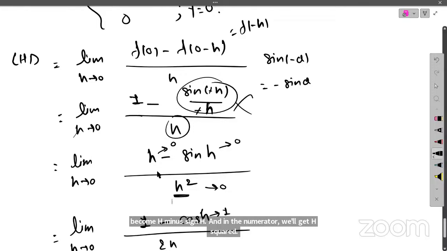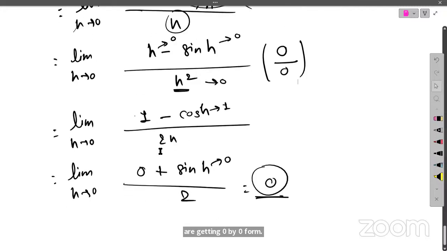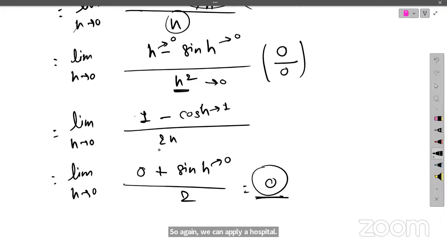But here also, if you observe, as h goes to 0, h goes to 0, sin h also goes to 0, and h squared also goes to 0. So here also we are getting the 0 by 0 form. So again we can apply L'Hospital rule. If you apply L'Hospital rule again, the derivative of h will become 1, the derivative of sin h will become cos h, and in the denominator we get the derivative of h squared, that will become 2h.